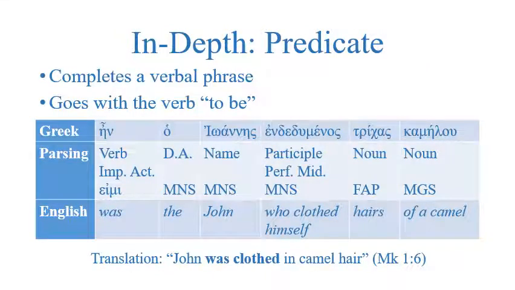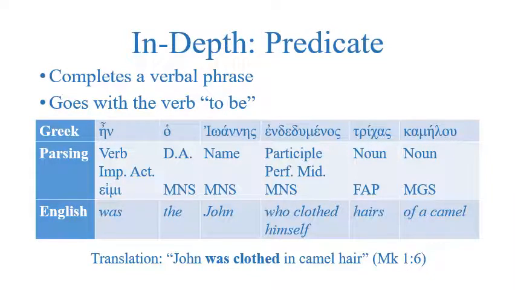The predicate, like some of our English past tenses, completes a verbal phrase. It goes with the verb to be. We saw this in Mark 1:6 with John the Baptist. He was clothed in camel hair. Ēn, our past tense of the verb to be, and endedymenos, our perfect middle participle, combine together here to make a verbal idea.